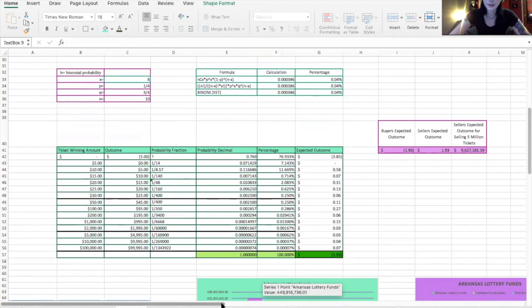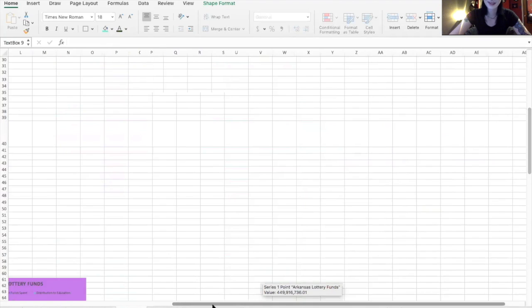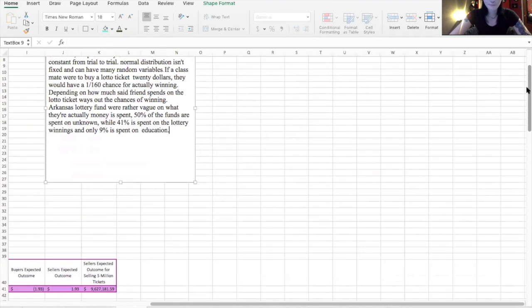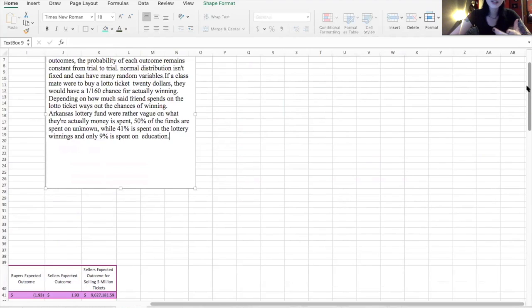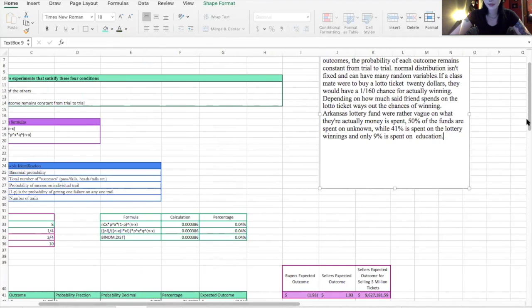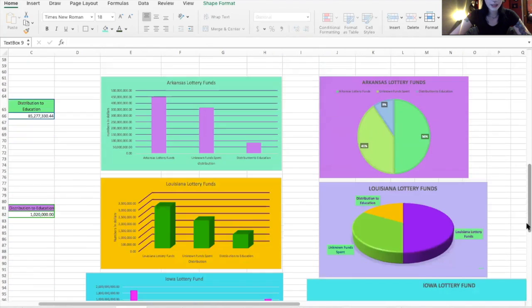Now, the lottery. This is one that I kind of had fun with out of all of them. This one was probably my favorite. Because the Arkansas Lottery Fund was really hard for me to find any information on. It was super vague, it was really frustrating, and I don't know if anybody else found any, but if you did, please inform me, because I did not.